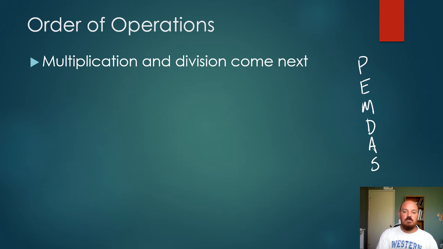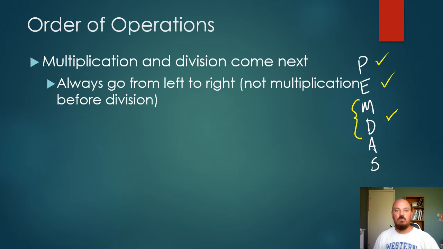Well, what we said is P is for parentheses, parentheses come first. E is for exponents, exponents come second. The M and the D are multiplication and division, but you have to remember that's one step all by itself. It does not mean multiply first and divide second. So what it actually means is you're going to do the multiplying and dividing at the same time, and if there's more than one of them, you do go left to right this time.